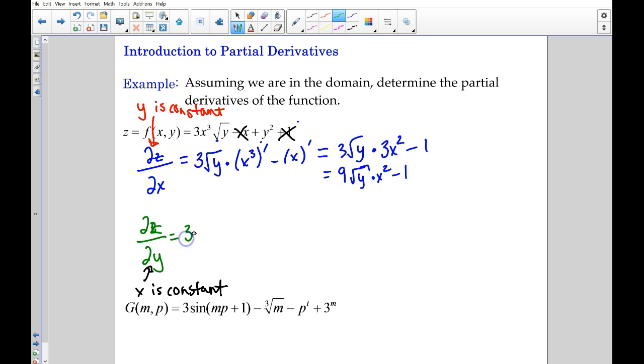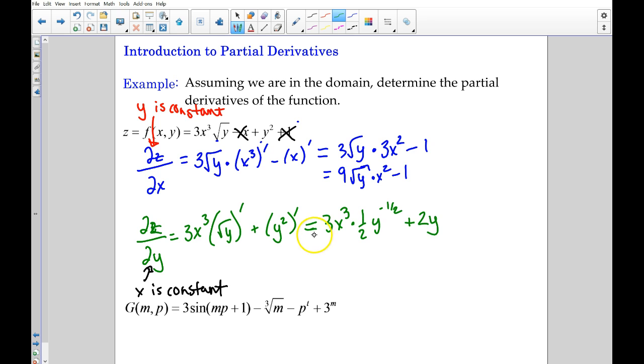So I end up getting del z, del y. Again, I'm going to group this, so 3x cubed, and then I need to look at the derivative of square root y, and then also look at y squared and that derivative. Now via the power rule, I'm sorry, 3x cubed, derivative of square root y, I'll let you write that out, but by the power rule, 1/2 y to the minus 1/2, and then plus derivative of y squared is 2y.